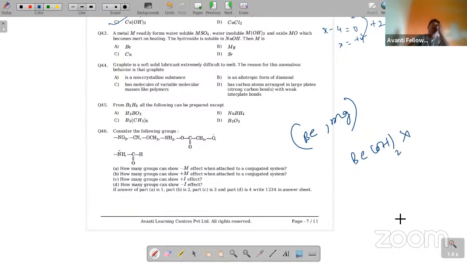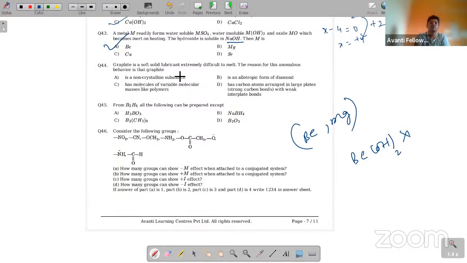Another important thing: lithium and magnesium, beryllium and aluminum have a diagonal relationship. On that basis also we can say the hydroxide soluble in NaOH is of beryllium, because magnesium is highly soluble, whereas beryllium is amphoteric in nature. When it is amphoteric in nature, it can be soluble in NaOH also.